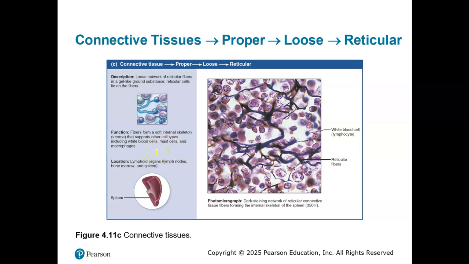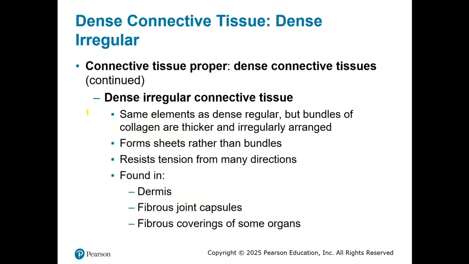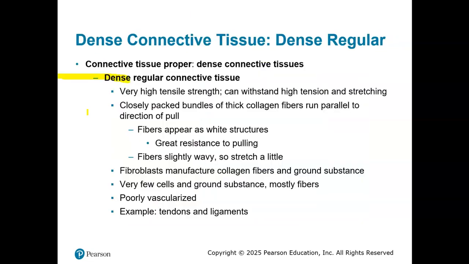Reticular tissue is a loose connective tissue, and it contains a lot of reticular fibers. Where we're really going to find it is in our lymphoid organs that are kind of mushy: lymph nodes, bone marrow, and spleen. So we covered loose connective tissue, which is areolar, adipose, and reticular. Now we're going to cover dense connective tissue. Dense connective tissue is thicker, and it's either regular, irregular, or elastic.